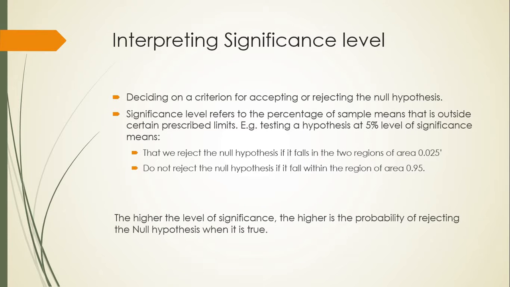So let's see how we can interpret the significance level. It means deciding on a criterion for accepting or rejecting the null hypothesis. Significance level refers to the percentage of sample means that is outside a certain prescribed limit. For example, testing a hypothesis at 5% level of significance means that we reject the null hypothesis if it falls in the region of area 0.025, and do not reject the null hypothesis if it falls within the region of area 0.95. The higher the level of significance, the higher the probability of rejecting the null hypothesis when it's true.